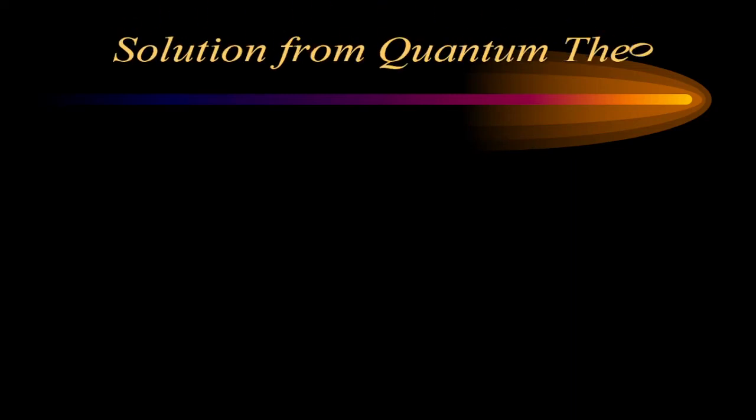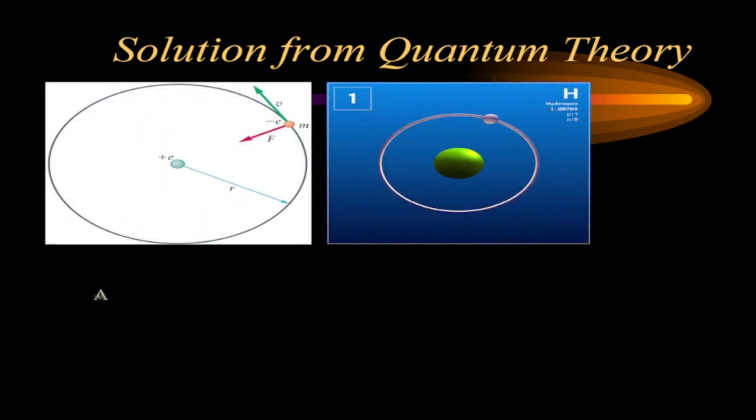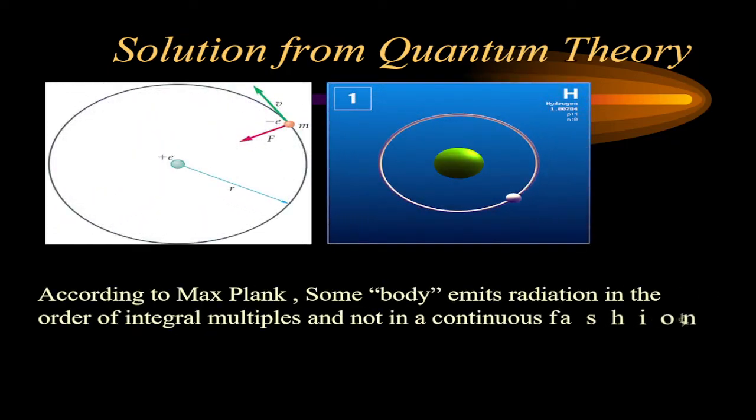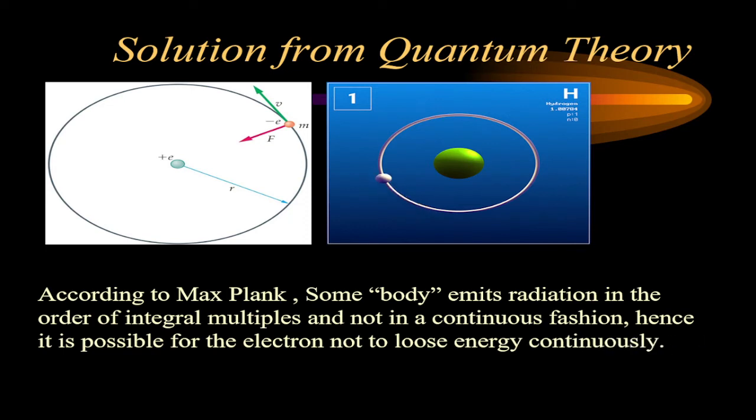The Bohr model has its solution and proof from the new emerging quantum theory. According to Max Planck, a body emits radiation in integral multiples and not in a continuous fashion. Hence, it is possible for the electron not to lose energy continuously.